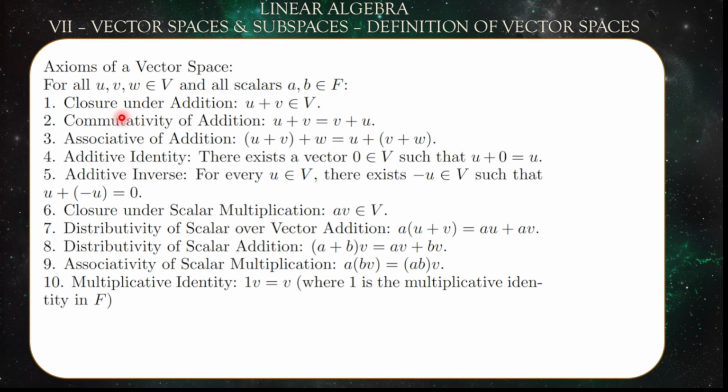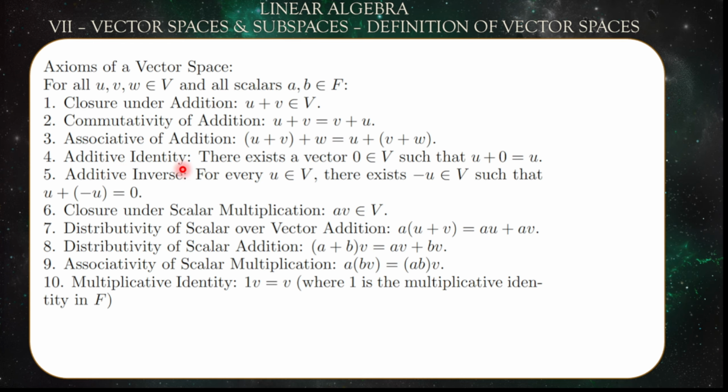At first, you have closure under addition, which means u plus v also exists in the set V. Commutativity of addition, which means u plus v is equal to v plus u. So if you flip the order, it doesn't matter. Associativity of addition, in other words, u plus v, added to w. So if you add u plus v first and add the result to w, it is equal to u plus v added to w. It is equal to u plus v plus w.